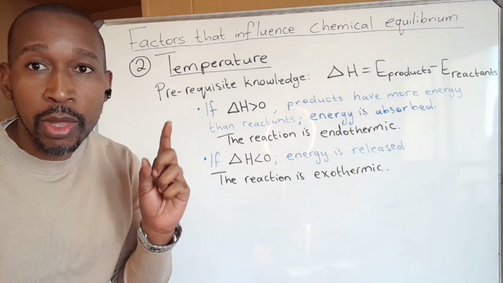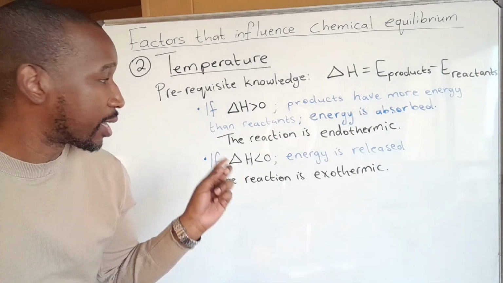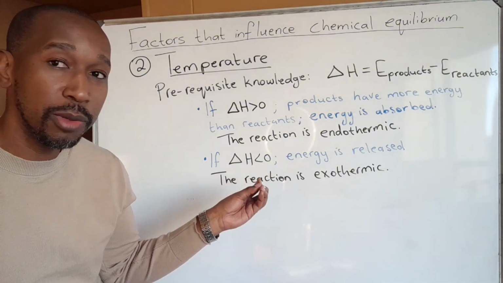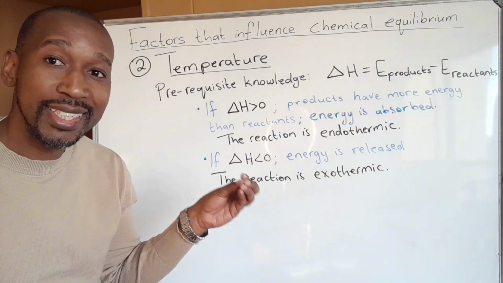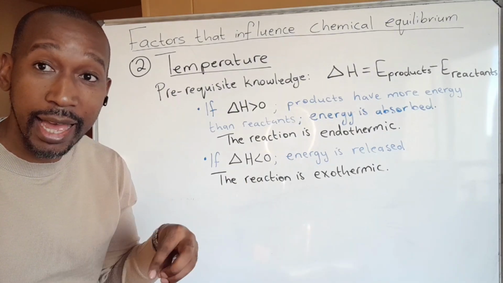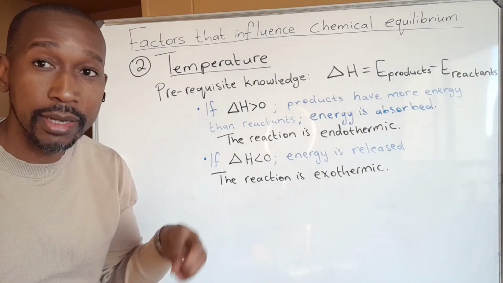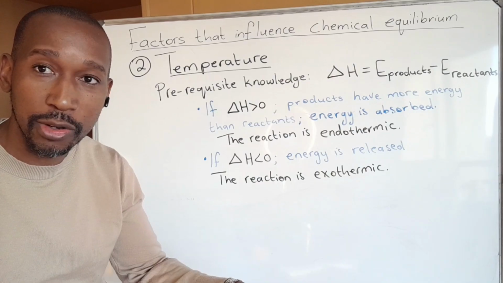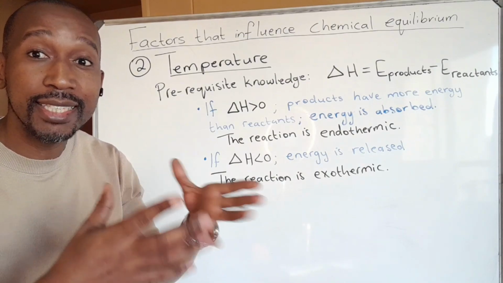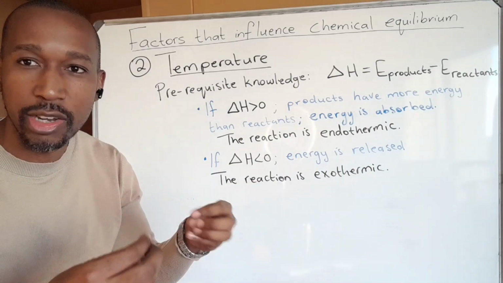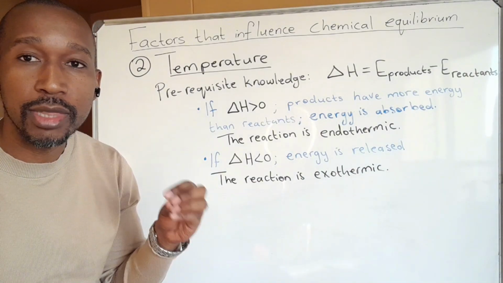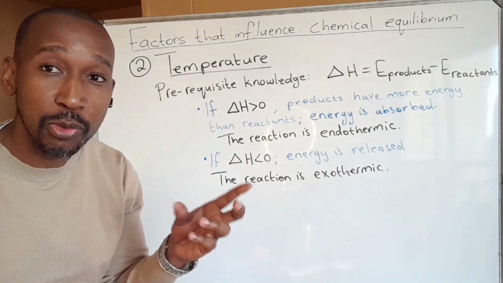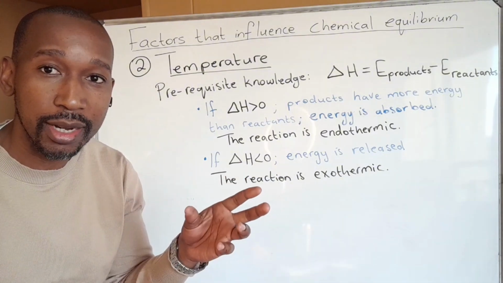Okay, now what happens if we have the other case? The heat of the reaction is negative. That would mean that the products have much less energy than the reactants. So how does that happen? It happens when the reactants have lost energy in the formation of the products, which means that heat is released, or energy is released generally in the form of heat. So that would mean that the environment or the surroundings would get hotter. So that would be the exothermic reaction.